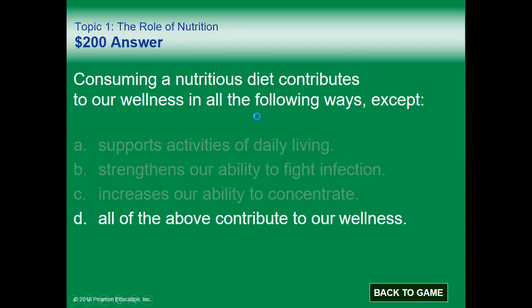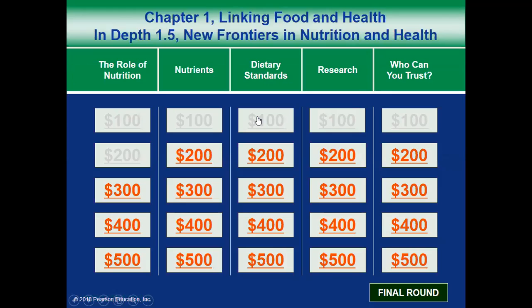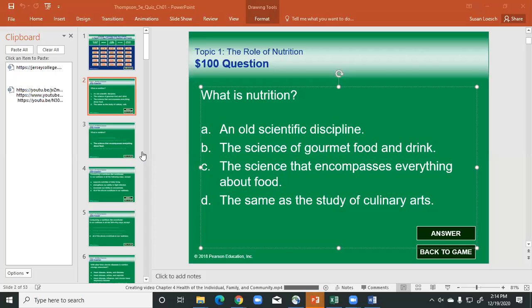But if it's all of the above, why is the question saying except? Like, a distractor. Oh my goodness. It's probably just a typo. Let me go back to the question. I don't know if I can go back to the question. It was probably a typo.